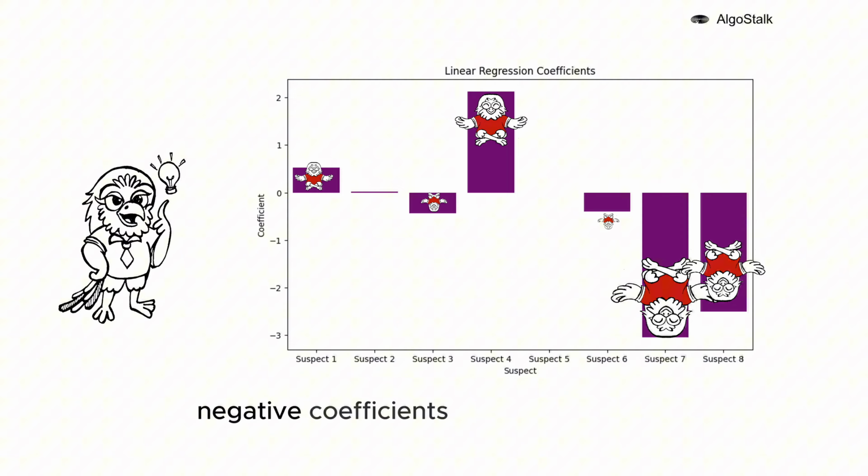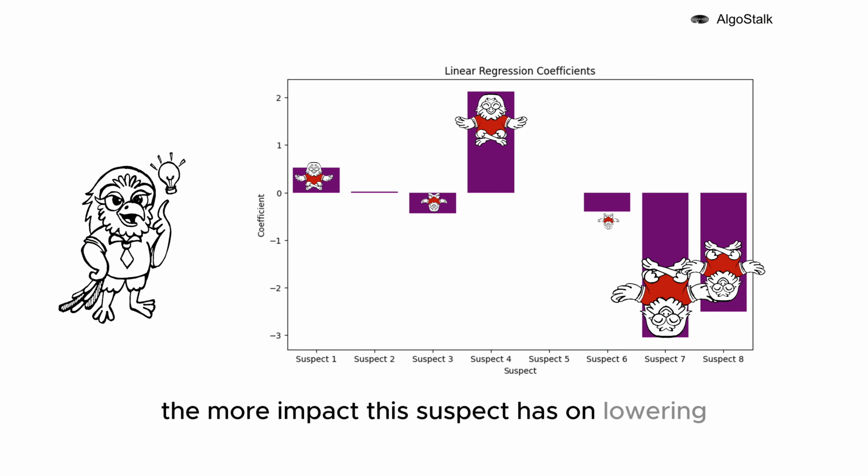Negative coefficients. On the other hand, these suspects are pulling things back. A negative coefficient means the suspect is working in the opposite direction. The further the coefficient is from zero, the more impact this suspect has on lowering the outcome.